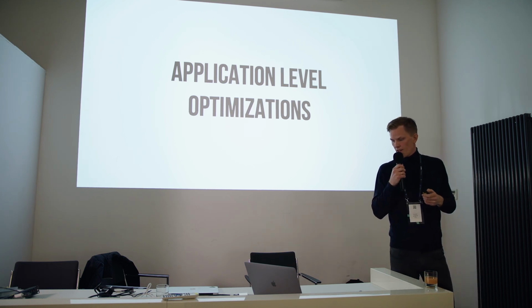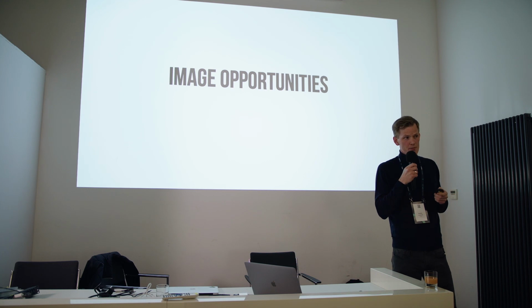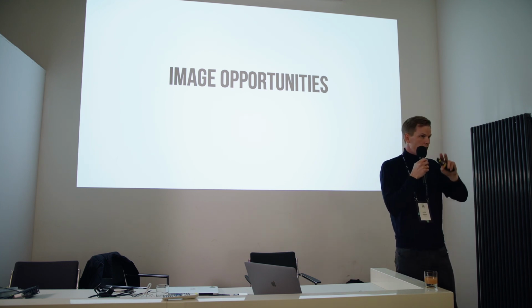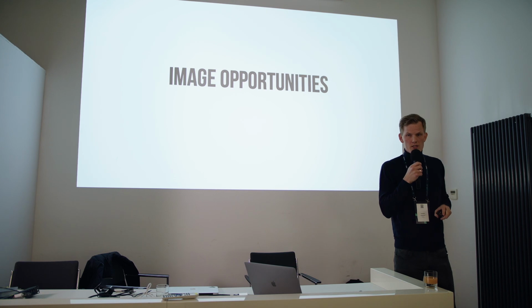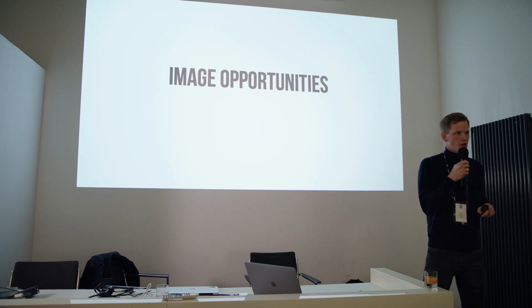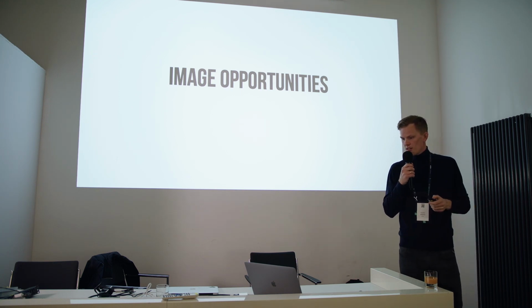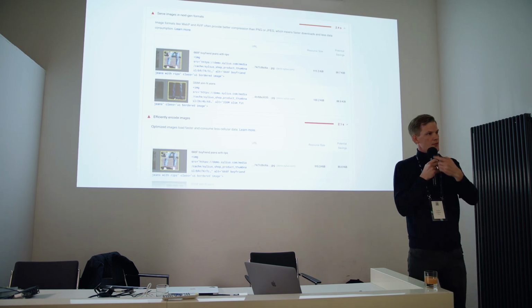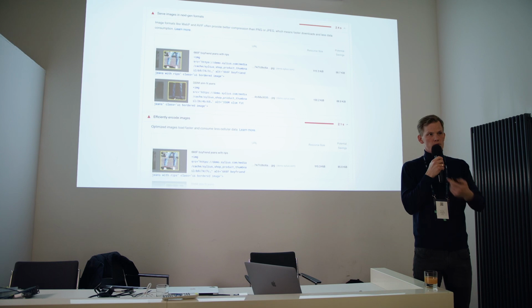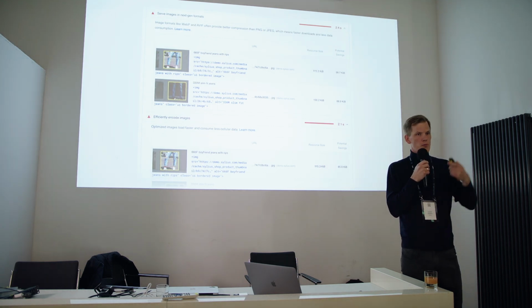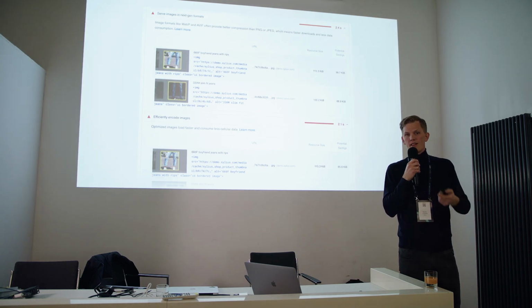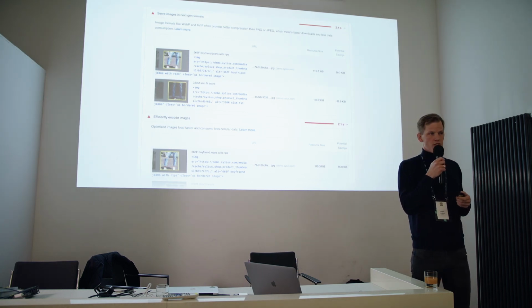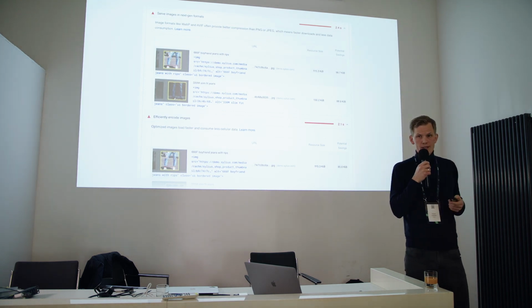What did we do on the application level? On the application level, there are a lot of things you can do. In this talk, we'll have two sections: image opportunities and JavaScript opportunities. The first one is image opportunities. This is taken from the Sylius demo. And if you've run PageSpeed Insights before, you've probably seen something like this, where you get a report saying that you could easily optimize these images and save, in this case, almost 5 seconds, at least according to Google, right?